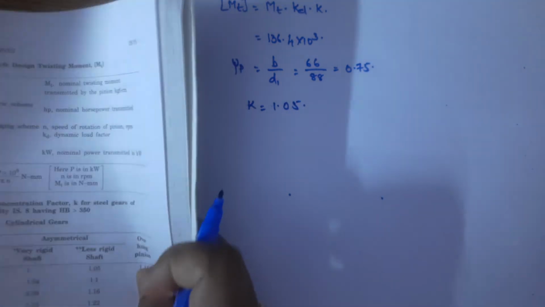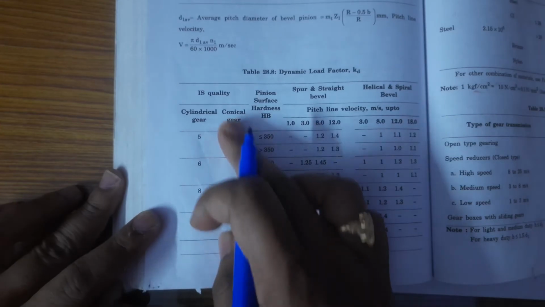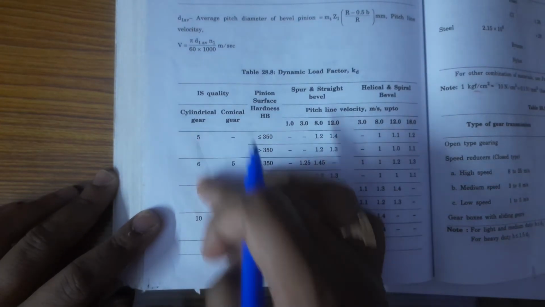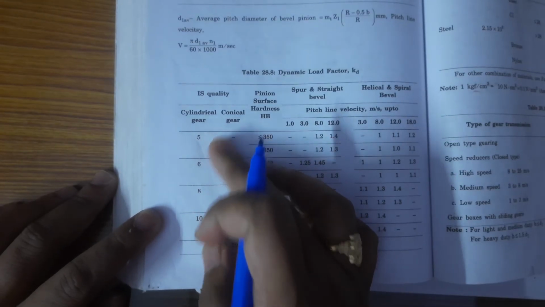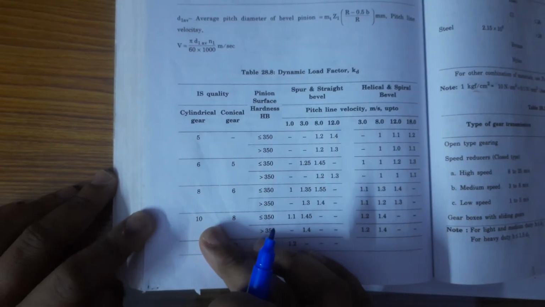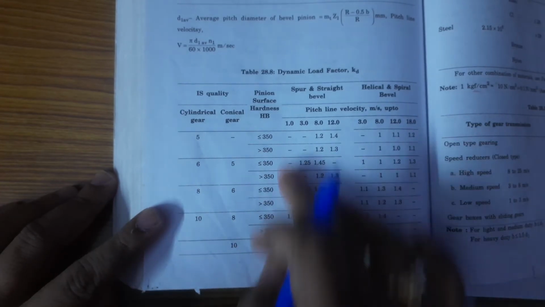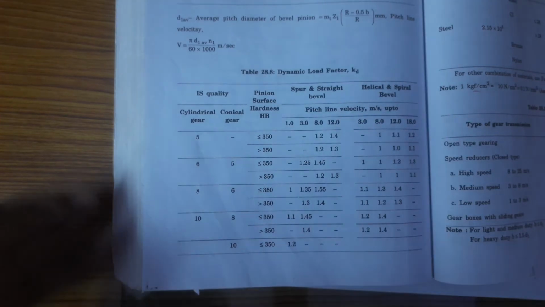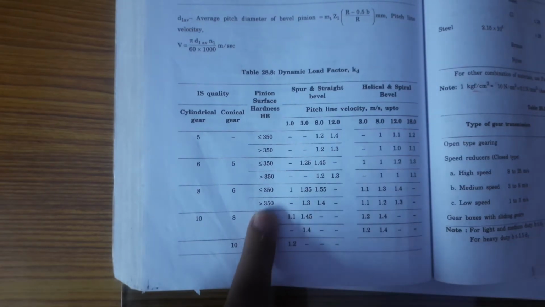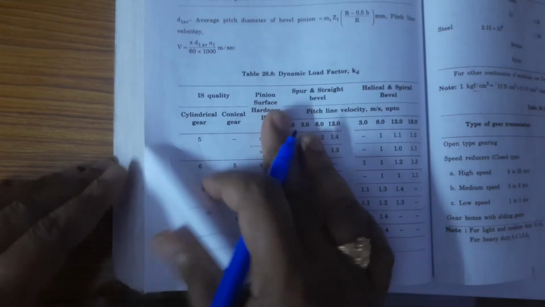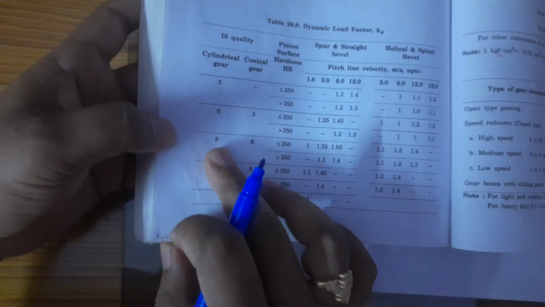Okay, next we have to calculate the Kd value. So the Kd value can be found out by, see here, cylindrical one, conical means bevel gears and all. So for cylindrical one, 5 is nothing but your low loading conditions, 6 and 8 will be the medium loading, and 10 will be the high loading conditions. So either we have to take 6 or 8. Based on the type of heat treatment, carburizing or otherwise, we will have to take greater than or less than. So if it is a carburized one, we have to go for greater than 350. So you can find the quality number as 8 having greater than 350. So that's why I am taking 8, greater than 350.